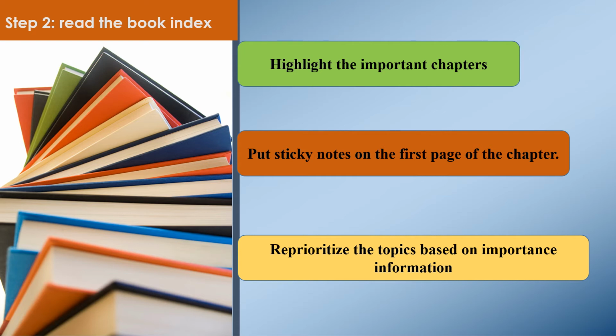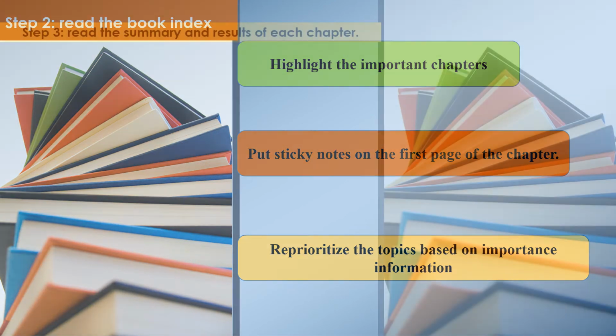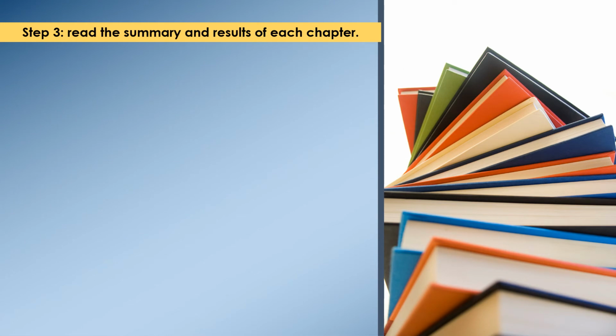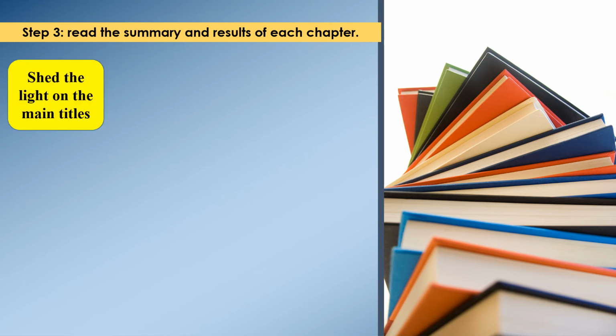Reprioritize the topics based on importance information. So in step number 3, read the summary and the results of each chapter. This is very crucial and very important: put your eyes on and consider all the summaries and the conclusion of the chapter. You don't need, by the way, to read all the pages of the chapter. You need to shed light only on the main titles and the subtitles belonging to these main titles.